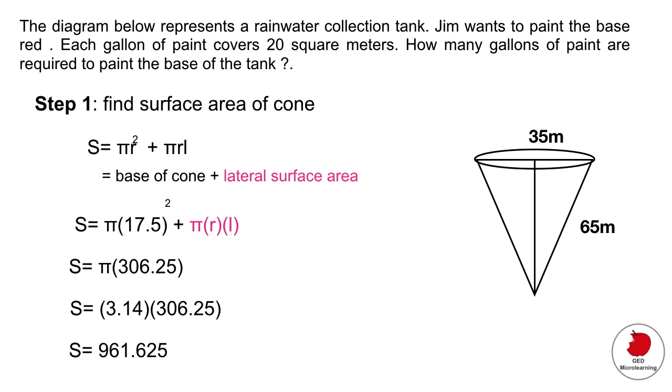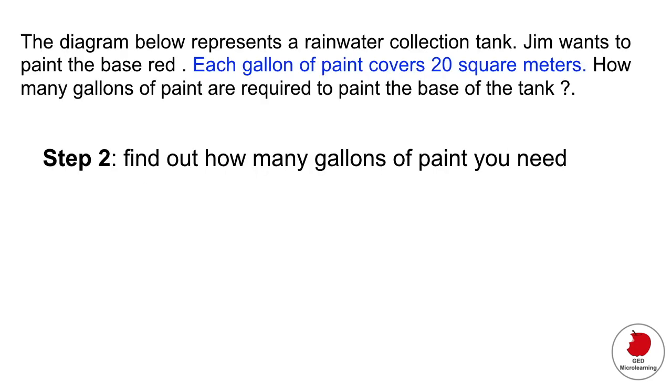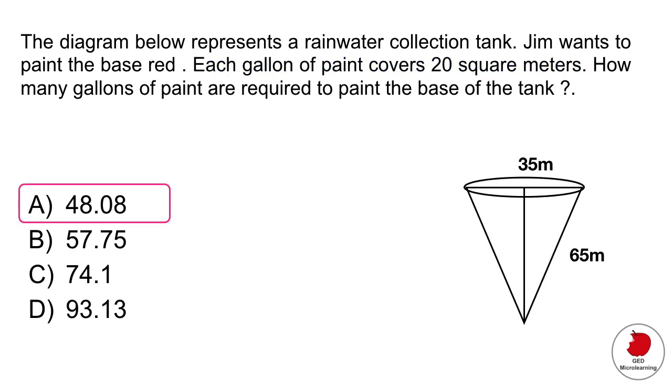All right, so now that we found how much the base of the cone is, the surface of that specific part of the water tank, now we have to find out how many gallons of paint we need. So we're going to take that number that we just figured out, and then we're going to divide it by 20. Why 20? Because it's telling us in the question that each gallon of paint covers 20 square meters. So if we divide that, that gives us 48.8 gallons of paint that are required to paint the base.